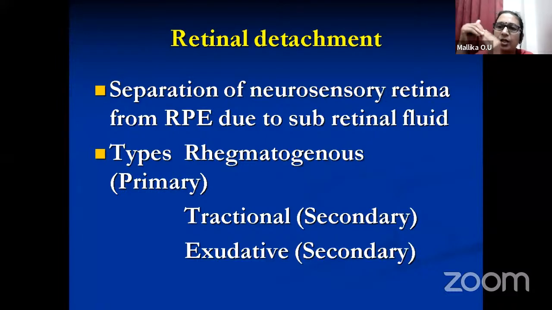So there is a potential space between the neurosensory retina and the outer pigment epithelium. So even though we are calling that the retina has 10 layers, actually it is 2 parts: the outer retinal pigment epithelium and the inner neurosensory retina.